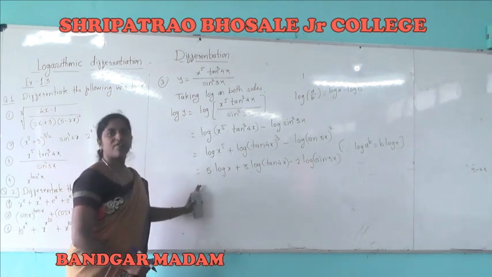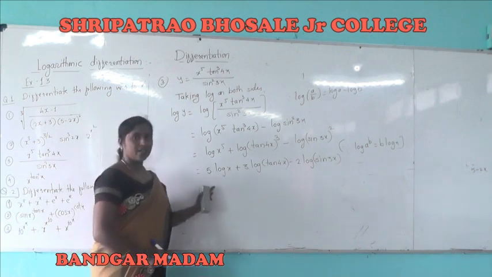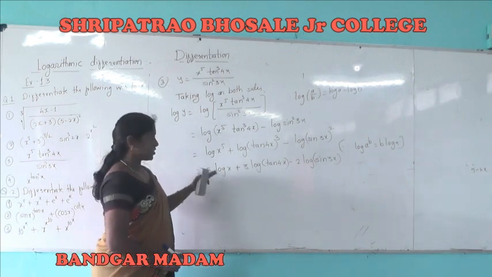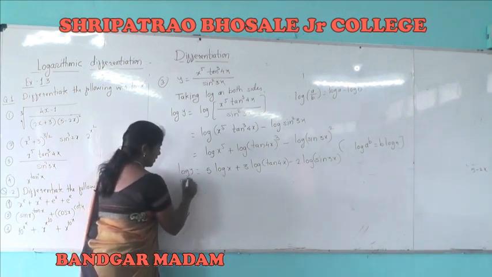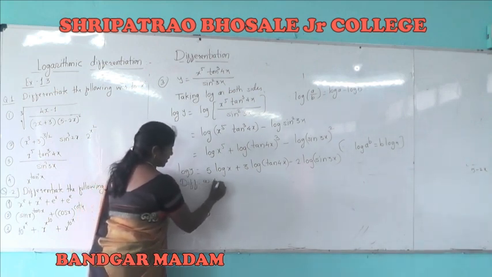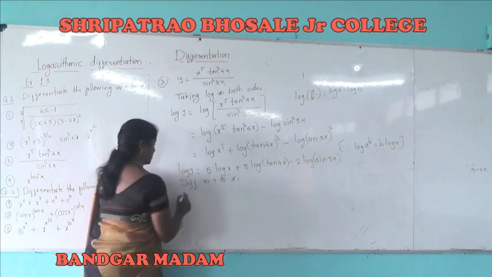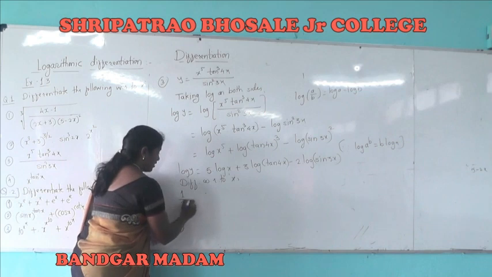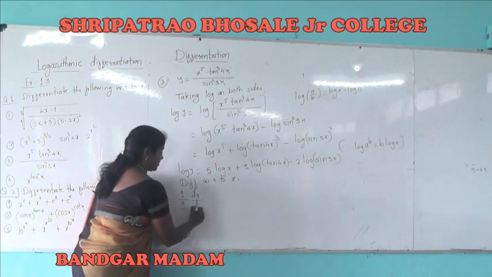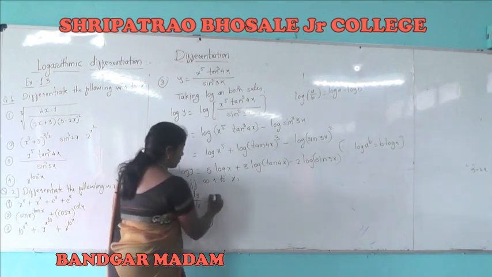Now this is the simplified form of y. Now we can differentiate this function with respect to x. This is log y. I will write it here. Differentiating with respect to x, we get the derivative of log y is 1 by y dy by dx, is equal to 5 as it is.